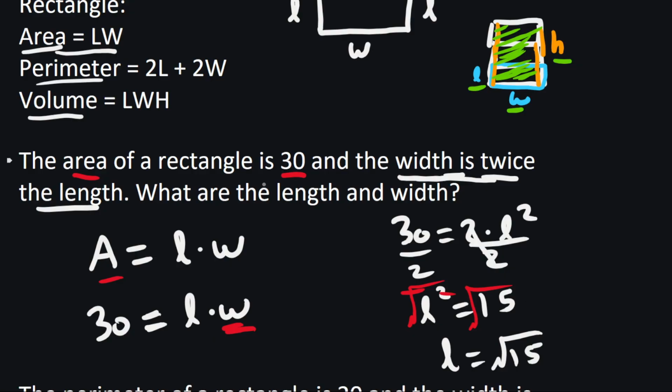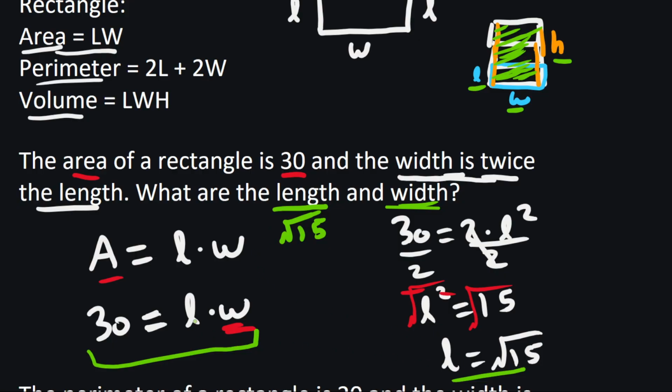Okay, so remember, let's go back to the question. It's asking for the length and width. So far we found the length. Our length is radical 15. Now what is the width? How do we get there? Well, let's go back to our area formula. Our area is 30. 30 equals L times W.